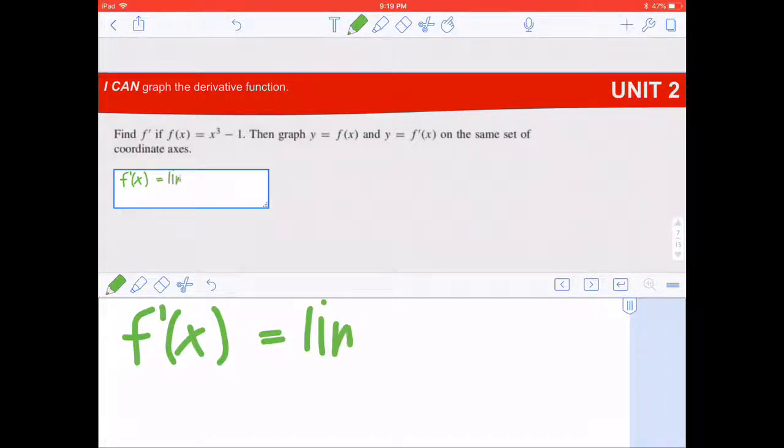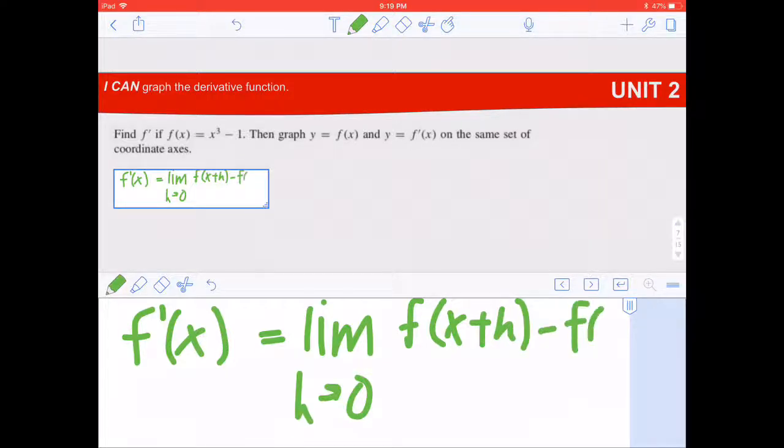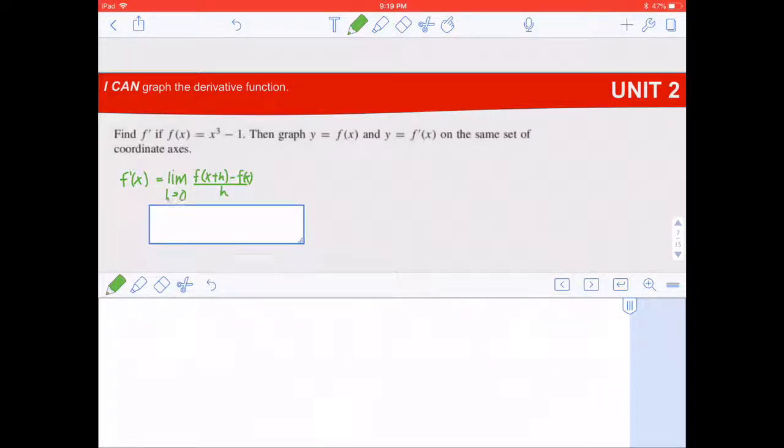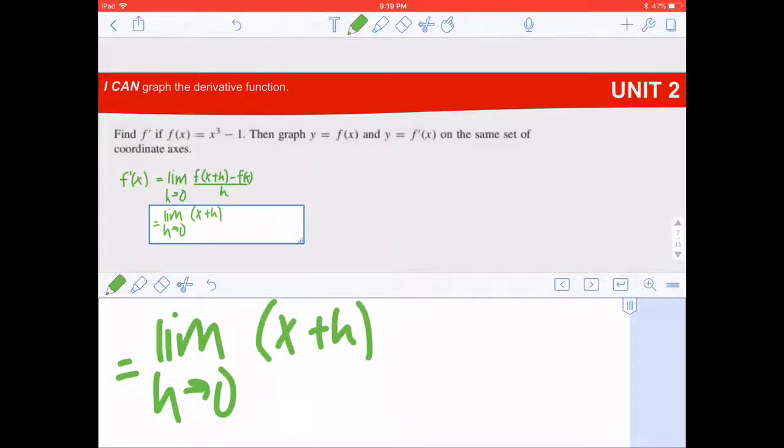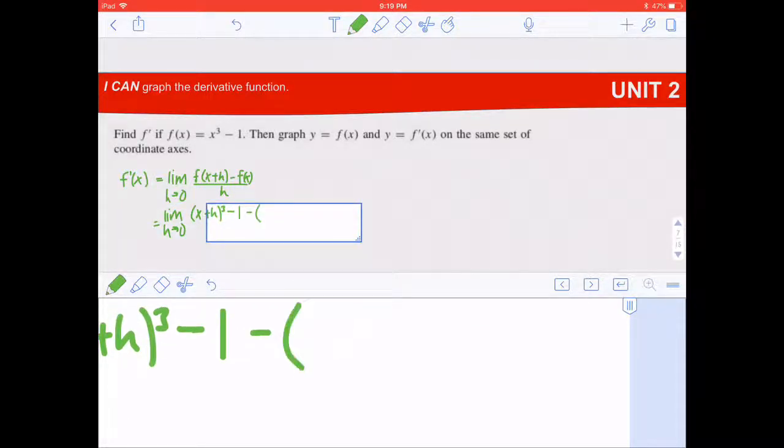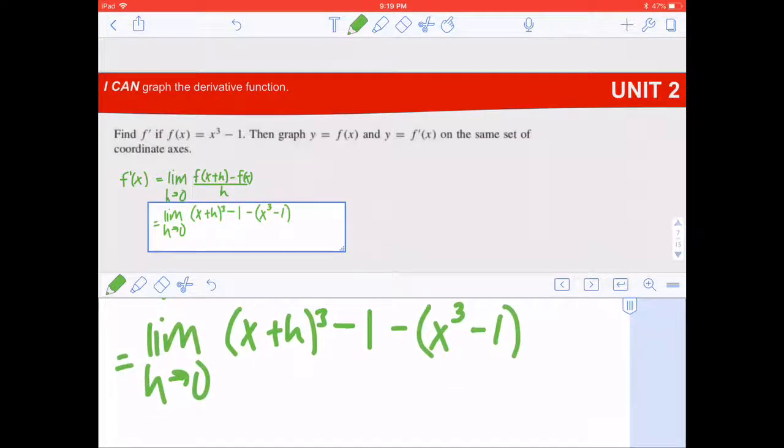We're going to do that by taking the limit as h goes to 0 of f of x plus h minus f of x, all over h. Our function is x cubed minus 1, so this is going to become x plus h cubed minus 1. And my f of x is going to be that same function, all in parentheses, and all divided by h.